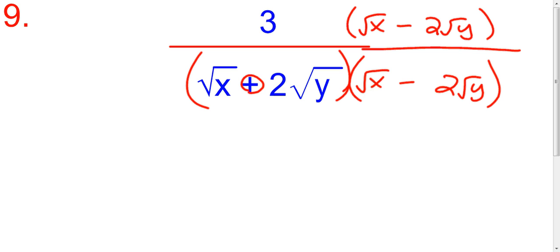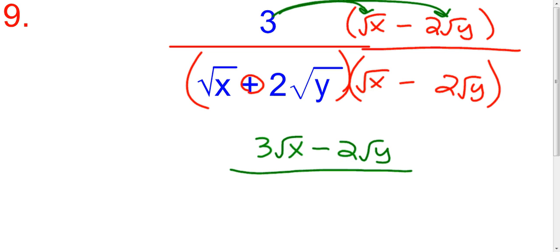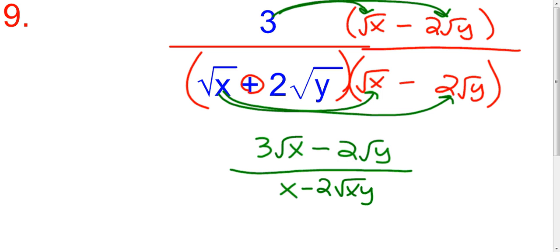Okay, so on the top, I will distribute. 3 times root x is 3 root x, and then 3 times negative 2 root y is negative 6 root y. On the bottom, root x times root x is x, and root x times negative 2 root y would be negative 2 root xy. And then positive 2 root y times root x would be positive 2 root xy.